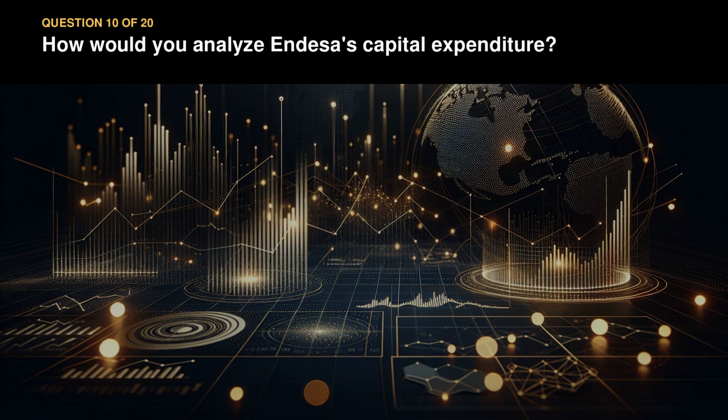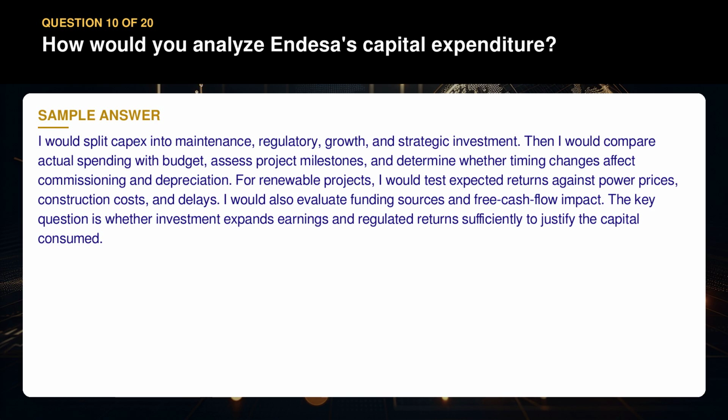Question 10. How would you analyze Endesa's capital expenditure? I would split CapEx into maintenance, regulatory, growth, and strategic investment. Then I would compare actual spending with budget, assess project milestones, and determine whether timing changes affect commissioning and depreciation. For renewable projects, I would test expected returns against power prices, construction costs, and delays. I would also evaluate funding sources and free cash flow impact.